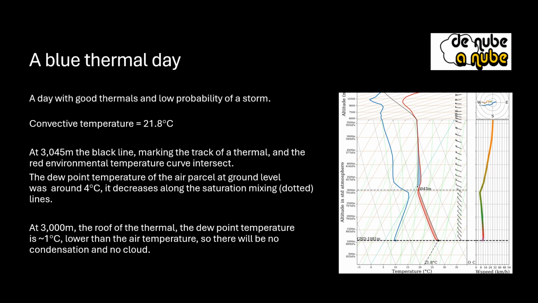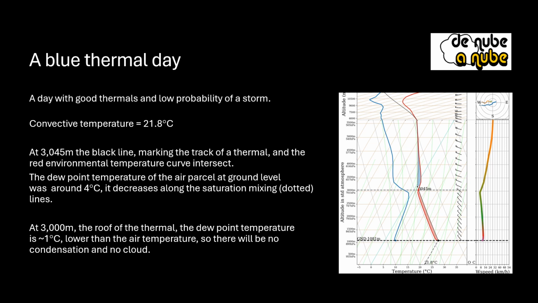At ground level, the dew point temperature is much lower, around 4 degrees centigrade, than the air temperature. So we are dealing with dry air that follows the standard dry adiabatic lapse rate. This ascent is marked as a black line in the graphic, while the environmental temperature sounding line is its usual red colour. At 3,045 meters, the black line and the red curve intersect. So at this altitude, the air parcel that had been heated on the ground and then ascended is now at the same temperature as the air around it, and it stops rising.